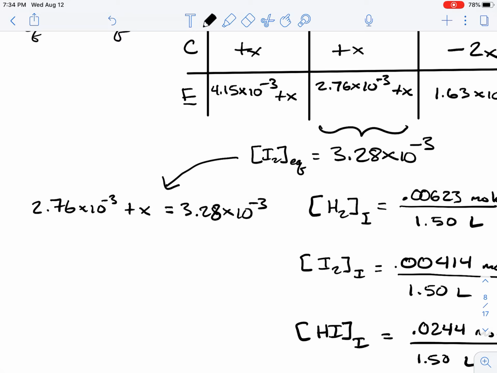And so to solve for this, I'm just going to simply subtract 2.76 times 10 to the negative 3 to the other side. And so the value of my change, the value of my x, give me a second here, so 3.28 times 10 to the negative 3 minus 2.76 times 10 to the negative 3. Okay, so the value for x is going to be 5.20 times 10 to the negative 4.